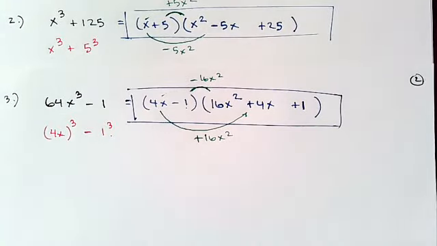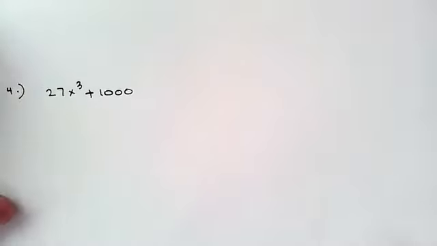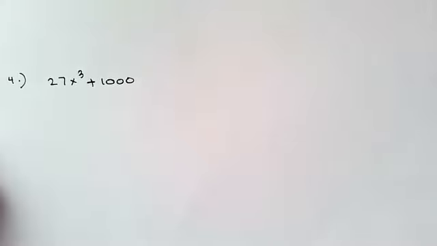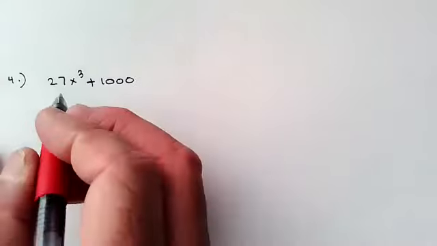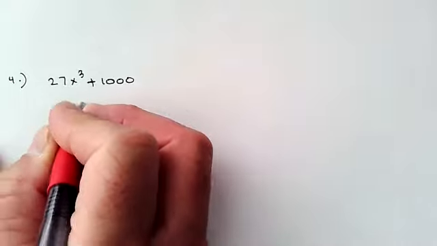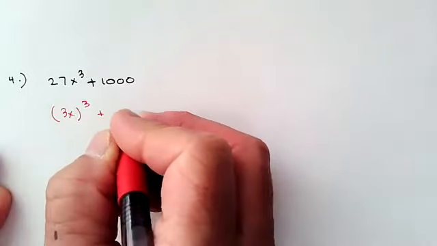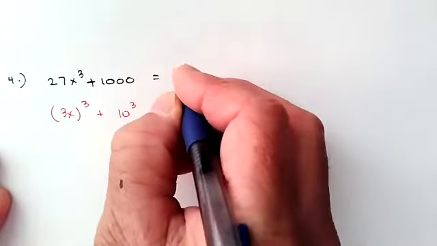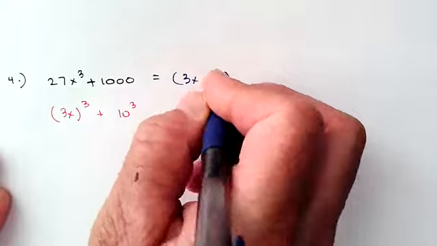All right, let's do one more. If you feel like you're getting this, see if you can pause the video and try to factor 27x cubed plus 1,000. 27x cubed plus 1,000 is really (3x) cubed plus 10 cubed. So my first factor is going to be 3x plus 10.